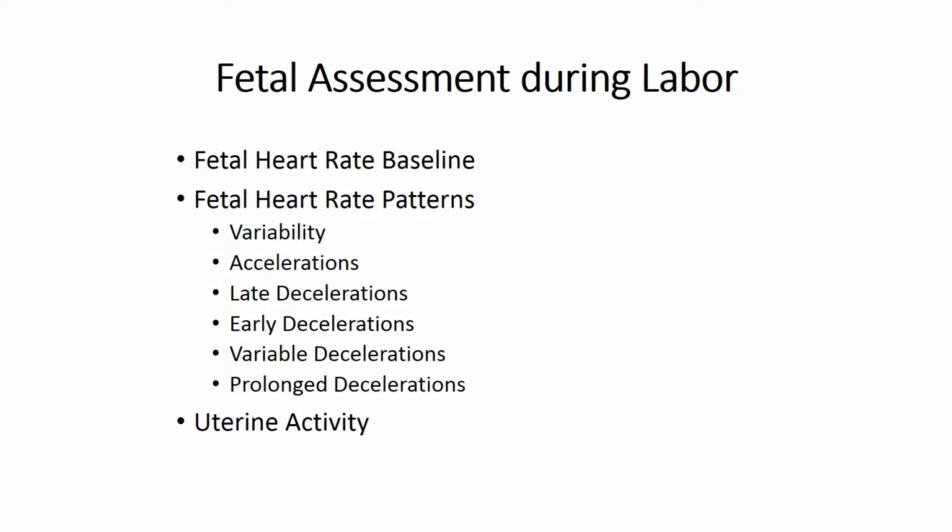These are some of the topics we're going to talk about for fetal assessment during labor. What is the fetal heart rate baseline? The types of fetal heart rate patterns that we're looking at. And remember, with the patterns, we're looking at the fetal heart rate and what it does when the patient's having contractions. So variability, accelerations, late decelerations, early decelerations, variable decelerations, or prolonged decelerations. And we will explain uterine activity.